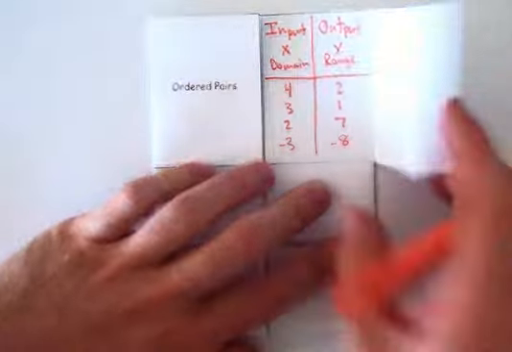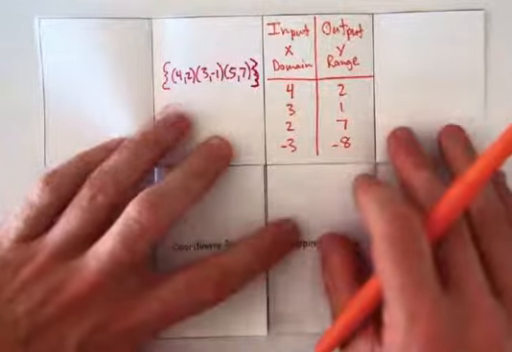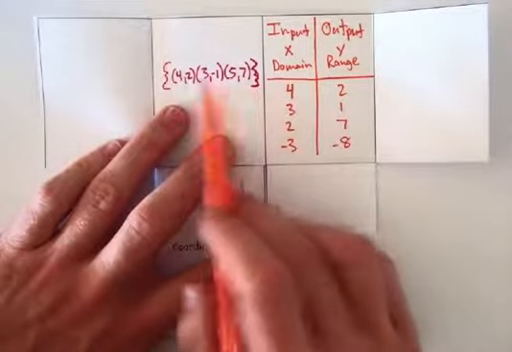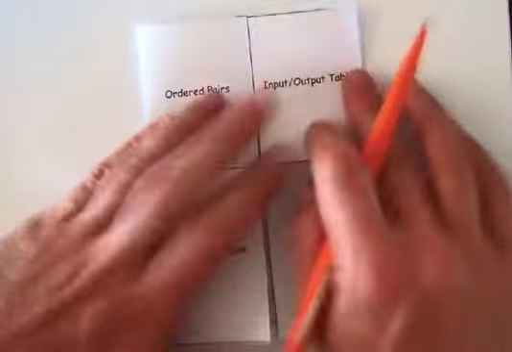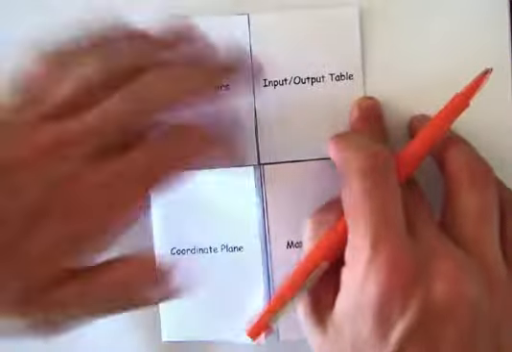Okay? So we can compare that to ordered pairs, and we can see that they're similar, right? Ordered pairs has an x and a y value. Input-output table has an x and a y value. It's just different ways of representing. Now, these aren't the same values, obviously.